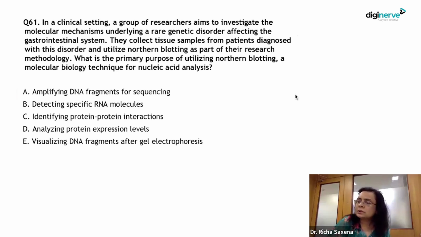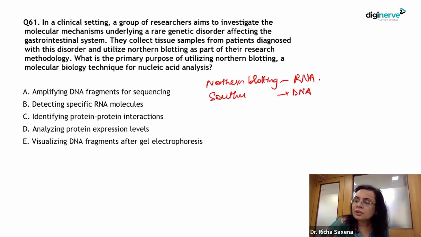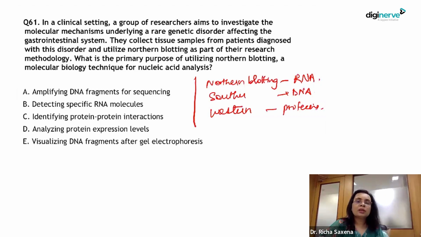So what does northern blotting do? This is for detection of RNA. Southern is for detection of DNA. Western is for proteins. So this you should remember because either of it could be a question.